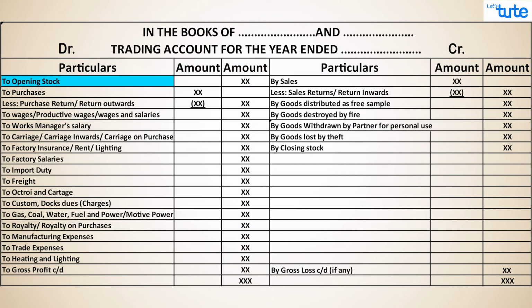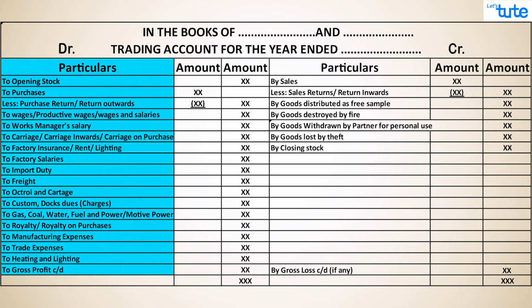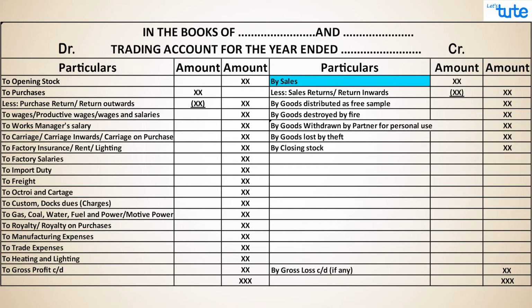Thus, debit side includes opening stock, purchases, less purchase returns, direct expenses like factory expenses, carriage inwards, royalties on purchases, and so many others. Do refer the format appearing on the screen to get a clear idea. Now, the credit side includes sales returns, closing stock, goods given as free samples, goods lost by fire or accident or theft, goods withdrawn by partners for personal use, etc.